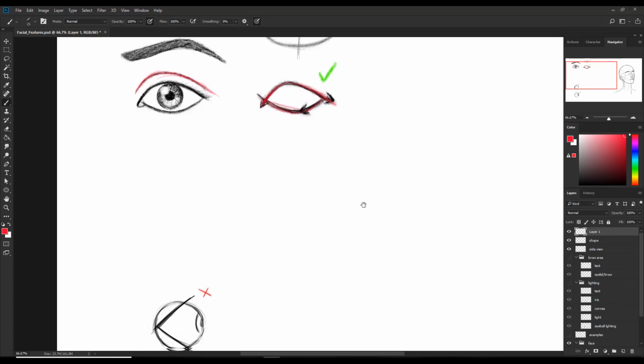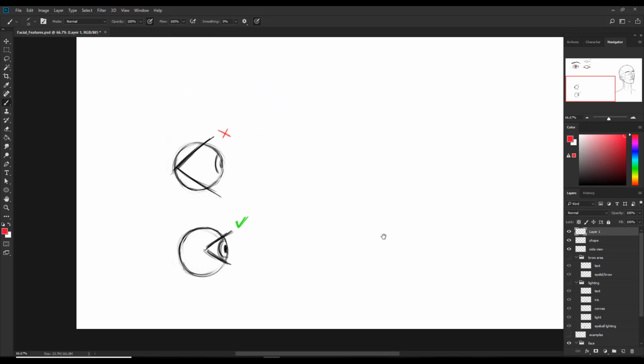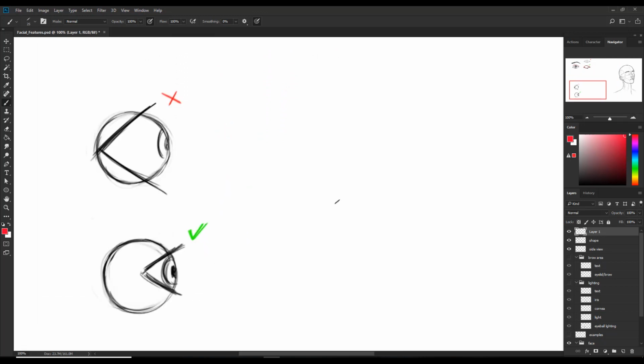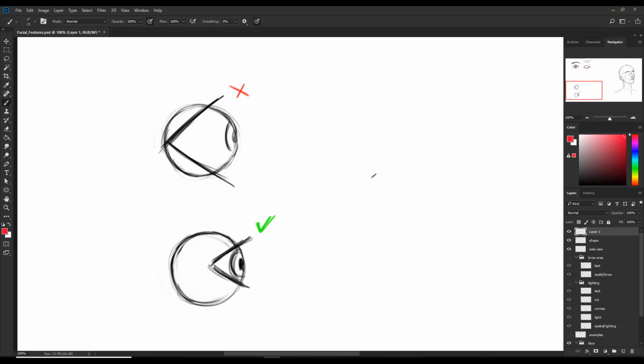So the next thing we want to look at here is a side view of the eye. Another thing we want to avoid is overexposing our eyeball. If we look at this example here, you can see that the eye is bulging out and we see a lot of the eyeball exposed.